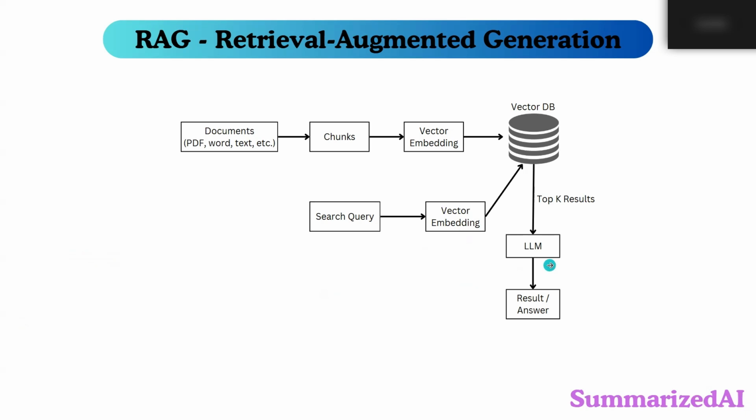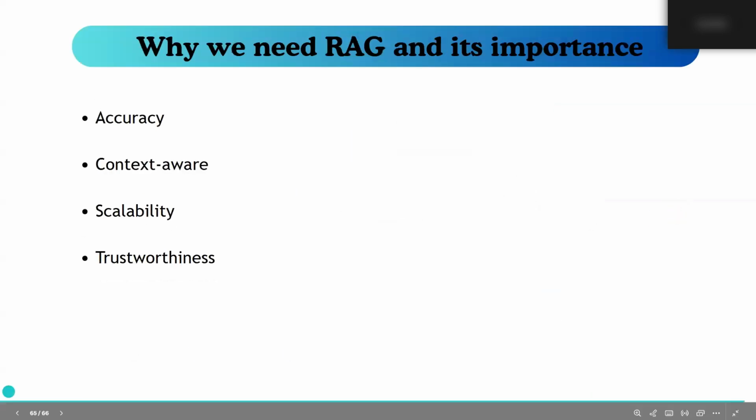Finally, these retrieved chunks are passed to a large language model such as ChatGPT, which reads, understands, and combines this information to generate a coherent and context aware response. In short, RAG blends semantic search with the generative power of LLMs, ensuring the final answer is both accurate and relevant to the user's query.